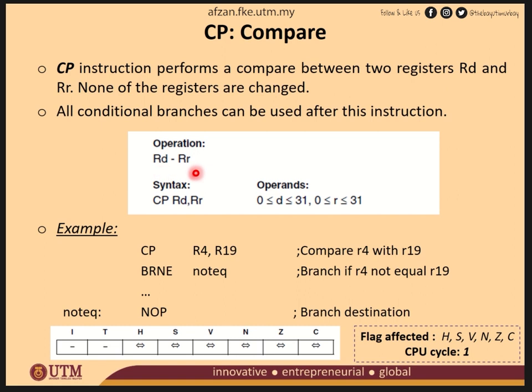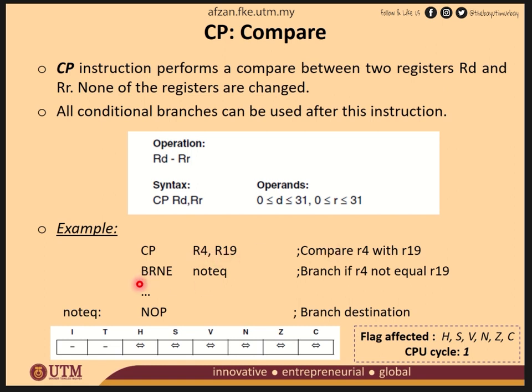You only want to check. You do the comparison, in which the CP instruction is used to check these flags here. These flags will change accordingly to your operation here. So for example here, CP R4 R19, you want to compare between the value in R4 and R19.